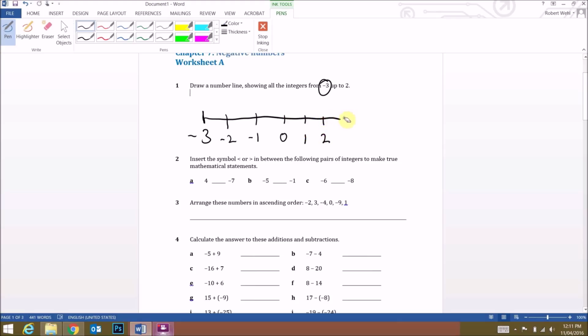So there we go. Oops, I'll just redraw that line. There's my number line. So if you have something like that, that's correct.